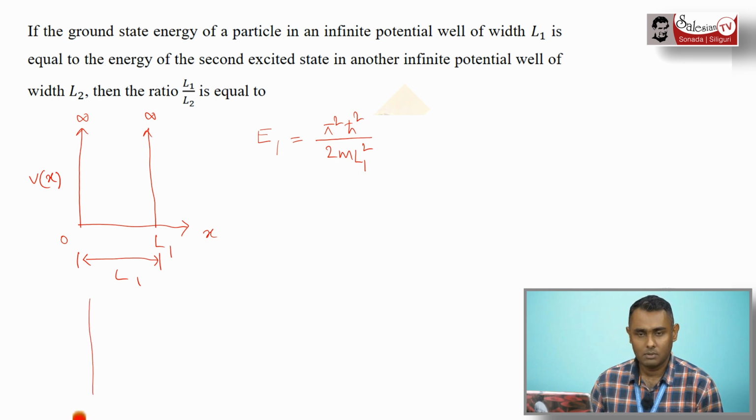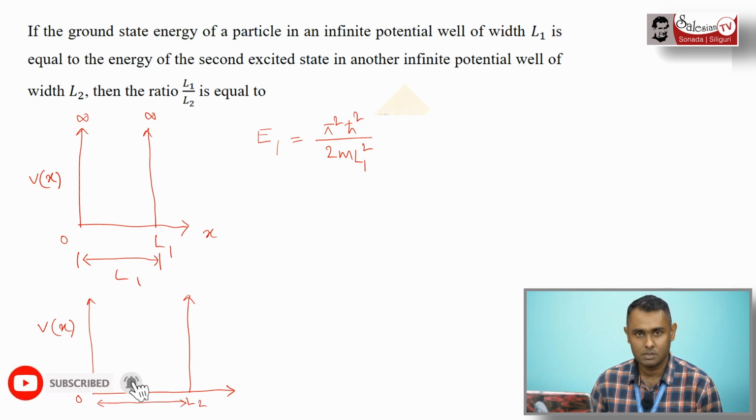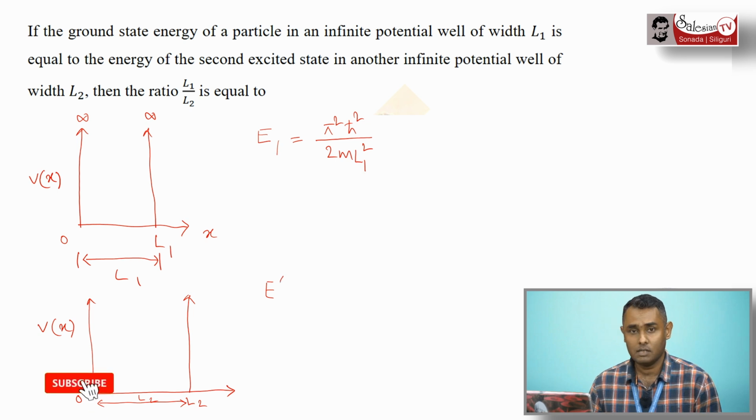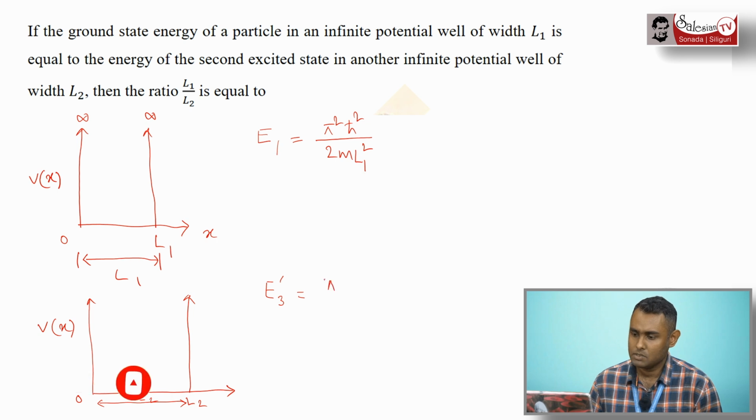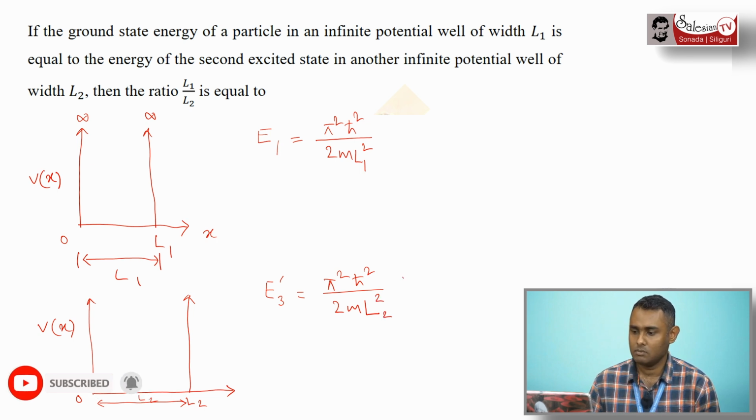Now we have another potential well of a different width, L2. I'll also draw it in a similar way. So that's the width L2, as you can see in the diagram. For this one, I'll be designating the energy eigenvalues with E prime or E dash, and this is the second excited state. So the n value is 3, and I'll write it as E3 prime equals pi square h cross square by 2m. Keep in mind, now you have to put L2 square in place of L square, and 3 square will give you 9. So we have all the ingredients.